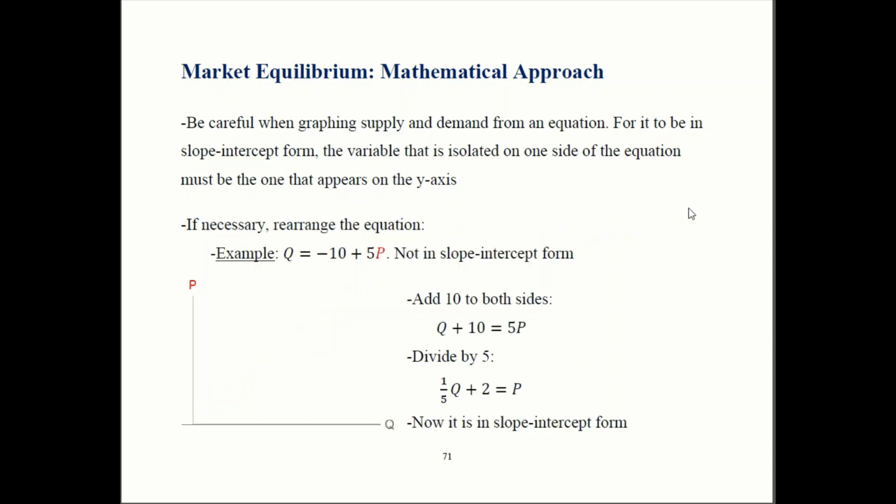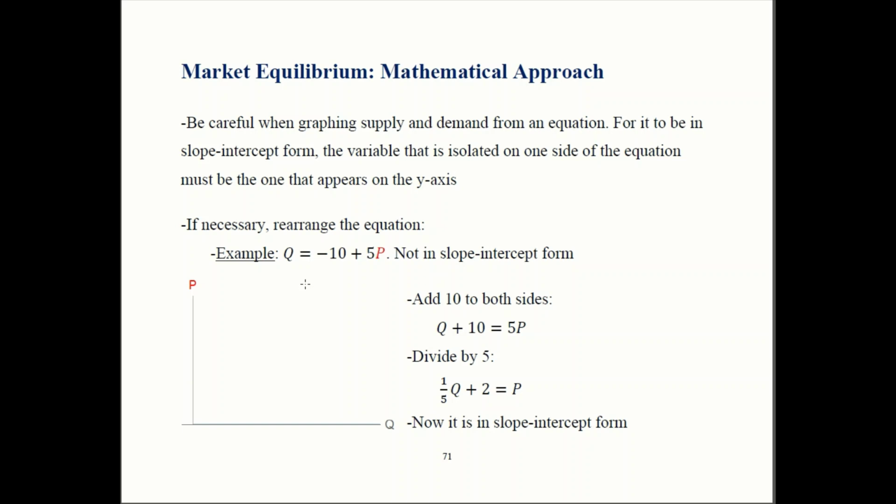So you want to make sure you have p on one side and you have the other stuff on the other side. In this case, you don't have it in the right form. You have a q on this side. So negative 10 in that case would not be your intercept, and 5 would not be your slope. Again, you got to isolate p. You can't isolate q. So if you do have something in that form where you have the q being isolated or something else like that, you just got to do some rearranging.